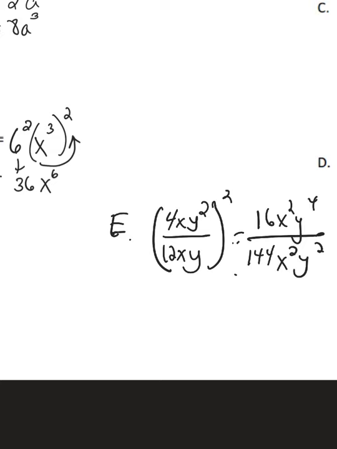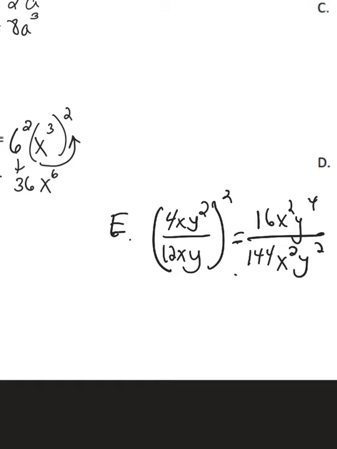Okay, so I've done the first part of this, which was pretty much breaking off the top and the bottom and raising them to the 2nd power. And then I was able to put that 2nd power with each factor on the top and each factor on the bottom. That gave me 16x squared y to the 4th on top, 144x squared y squared on bottom.